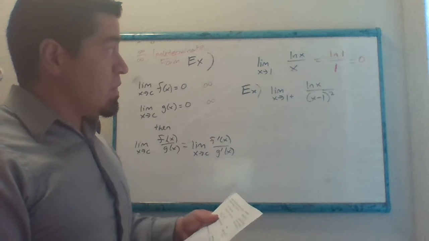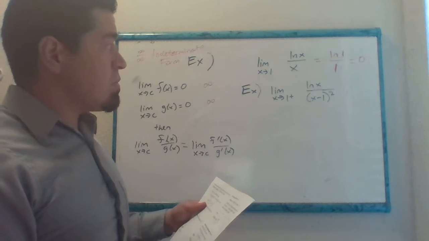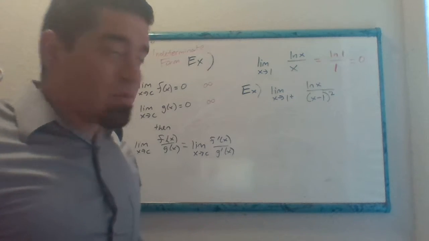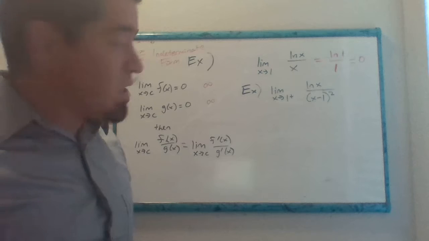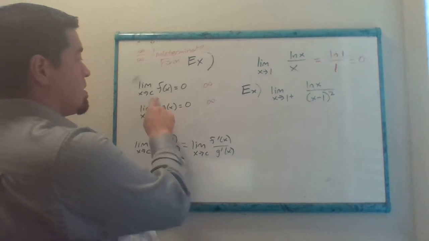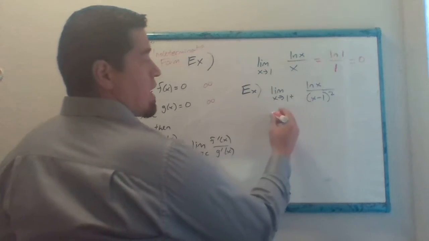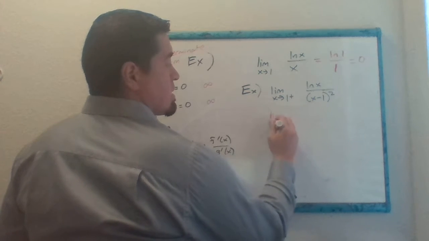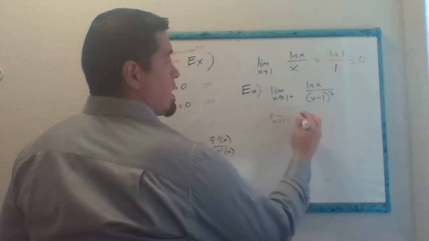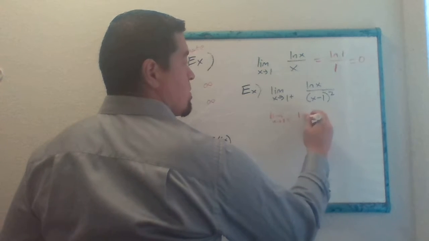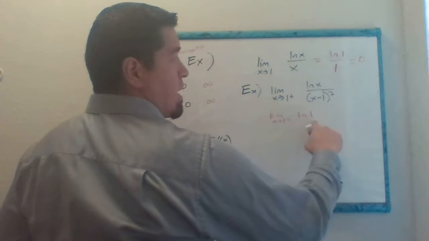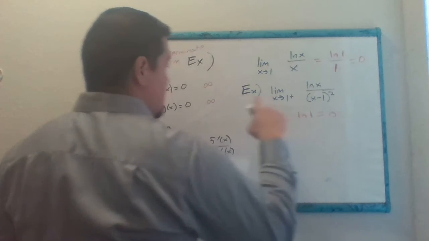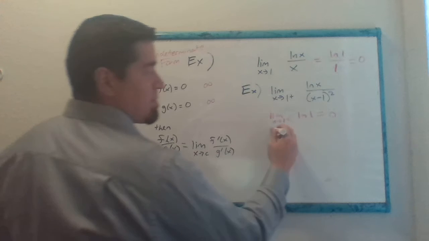So first things first, we check if we can actually use the rule. So we're going to check these first two conditions. So I'm going to check the limit of the top. Limit as x approaches 1 from the right of ln 1. Well, what did we say that was? That's 0. Now I'm going to check the limit of g of x, the bottom.